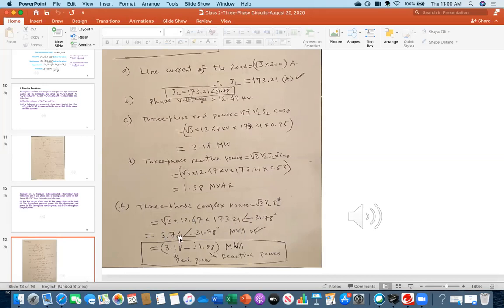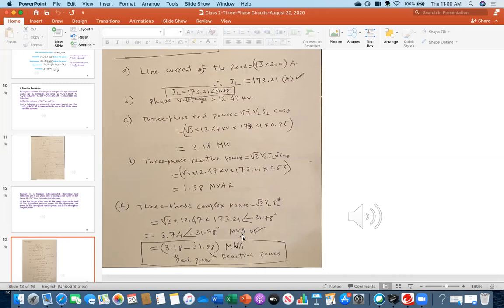And see this one and this. Look, the amount, this is MV. So the unit is volt ampere. Keep in mind, for the complex power and apparent power, the unit is volt ampere. So I am expressing it in megavolt ampere.